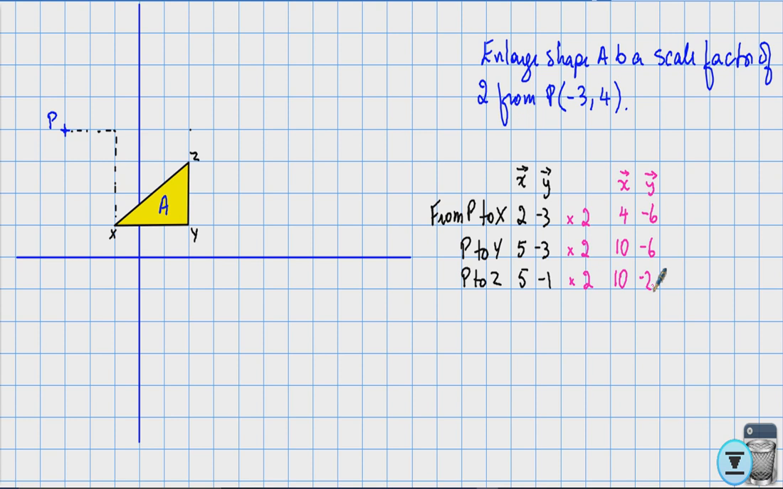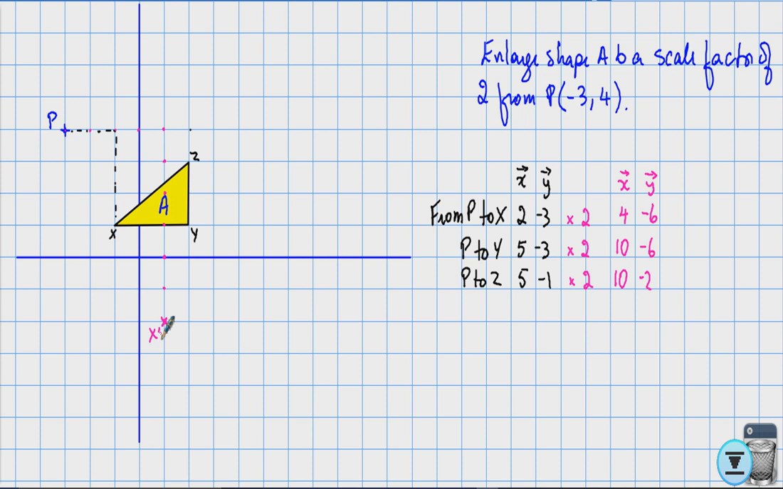So I go and count squares. So first one, +4, -6. So +1, +2, +3, +4, and -6. -1, -2, -3, -4, -5, and -6. So this is going to be our new point x.